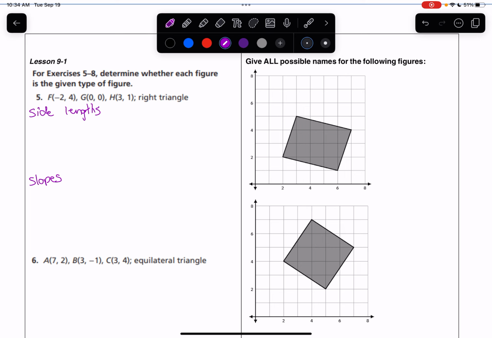When we find the slopes here, I'm not going to do these problems because they take a while, but when we're finding the slopes here, we will find that they're not opposite reciprocals. So no, that's not a right triangle.